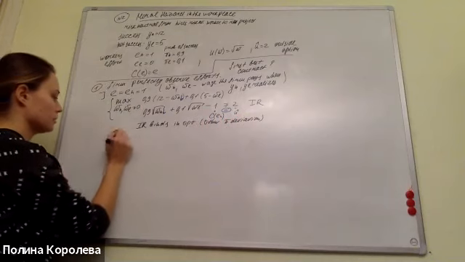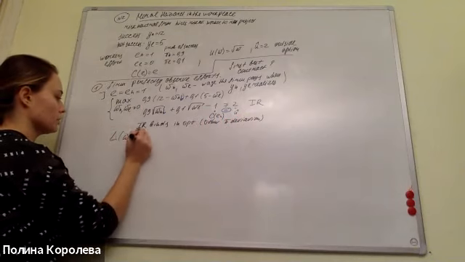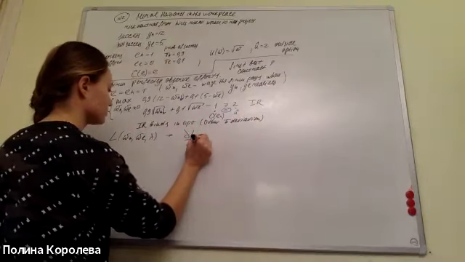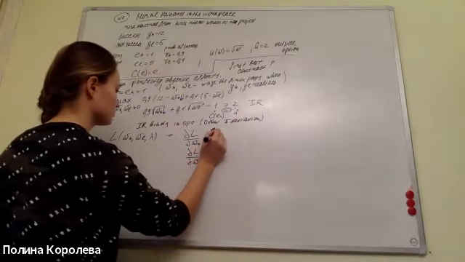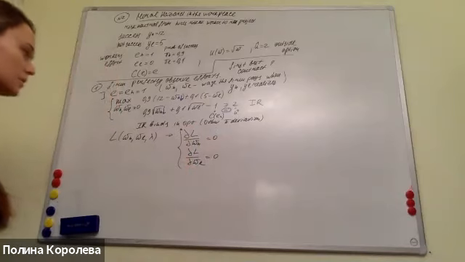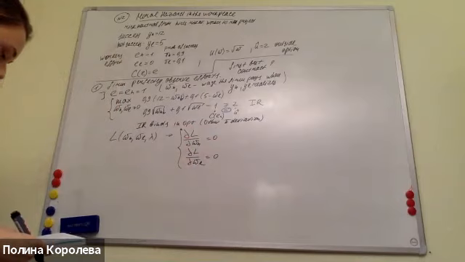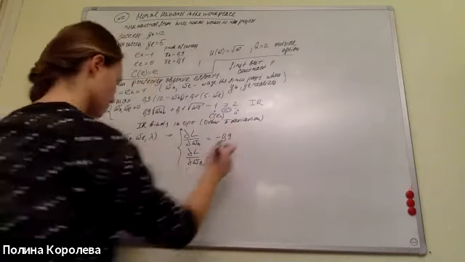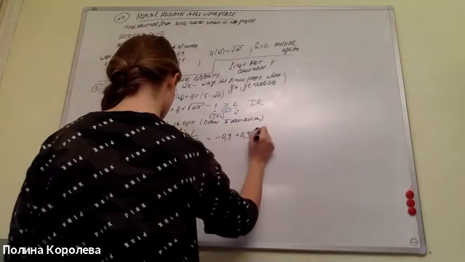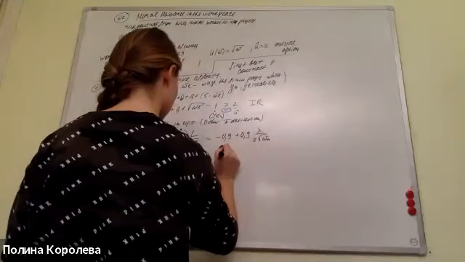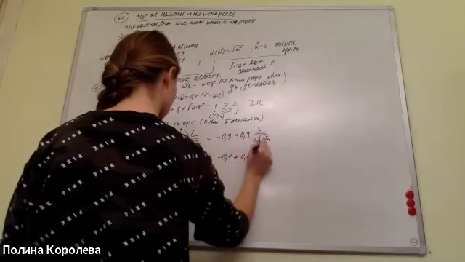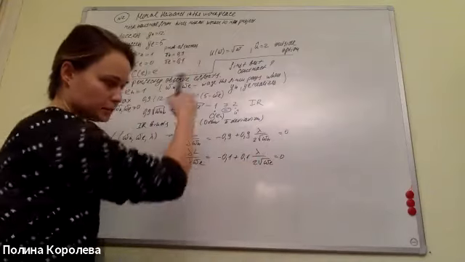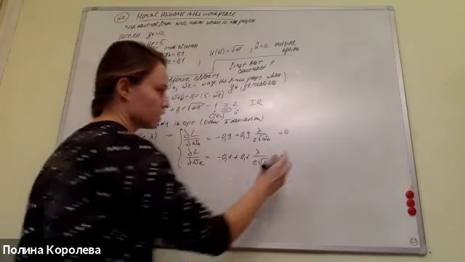Then you write down the Lagrangian, depending on VH, VL, and the Lagrange multiplier. Then the first-order conditions from this Lagrangian. We can write: minus 0.9 plus 0.9 lambda divided by 2 square root of VH equals 0. Here, minus 0.1 plus 0.1 lambda divided by 2 square root of VL equals 0. And you see, the same as in the previous task, VH should be equal to VL in optimum.